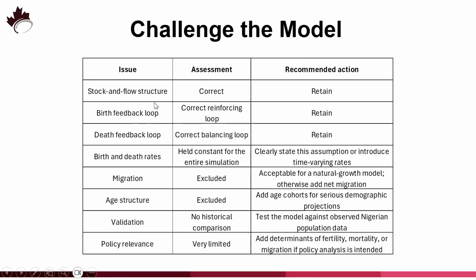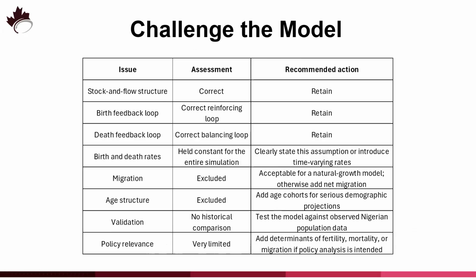So it says the stock and flow structure is correct, so we retain it. The birth feedback loop is correct, it's a reinforcing loop, so we retain it. The death feedback loop is a correct balancing loop, so we retain it. The birth and death rates are held constant for the entire simulation, so clearly state this assumption or introduce time-varying rates. Migration is excluded, age structure is excluded, validation, there's no historical comparison, and policy relevance is very limited. So this is a challenge to the model.